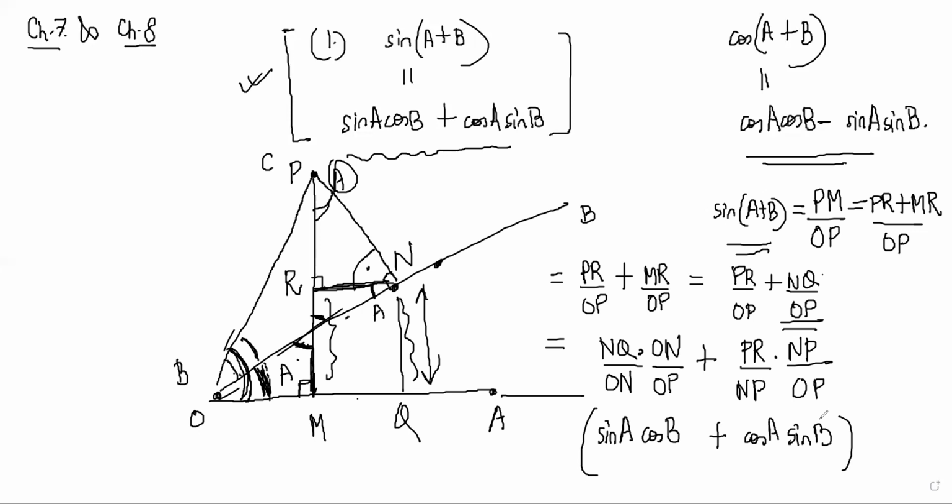Exactly similar proof with a different diagram will give you the cos A plus B. So cos A plus B will also come, and that is going to be equal to cos A cos B minus sine A sine B, right? Now from these two formulas, we will basically derive everything. Basically, the next 2-3 chapters can be derived from just these two formulas. So sin A cos B plus cos A sin B. You should remember this very well.